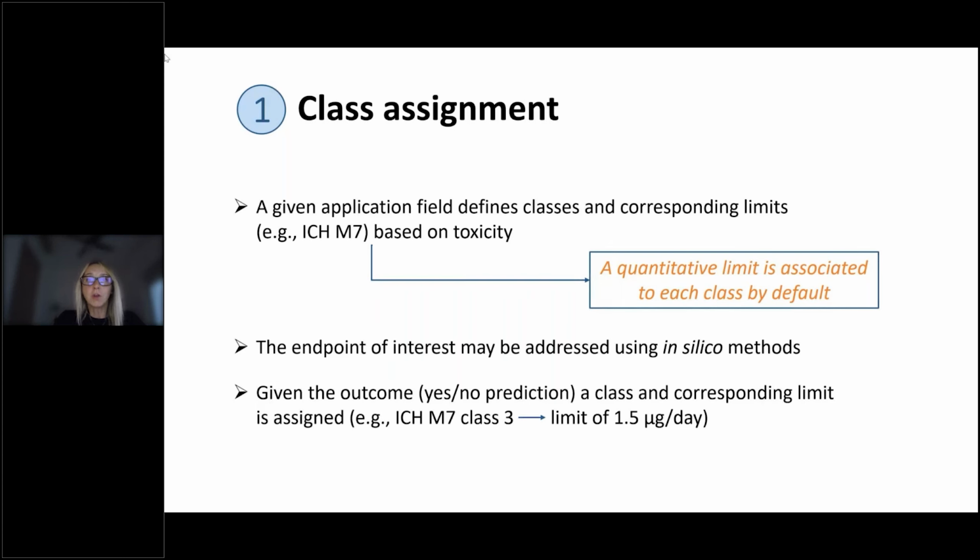The definition of the classes and corresponding limits depends on the specific regulatory context or on the specific application field. So, according to this approach, in silico methods can be used to predict the endpoint of interest. And based on the prediction that is provided by in silico methods, usually the yes or no, the target molecule is then assigned to a given class and corresponding limit.